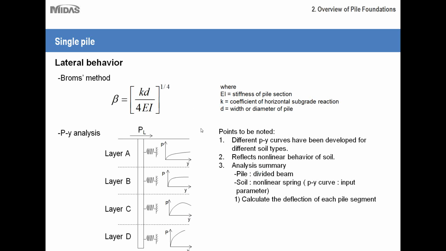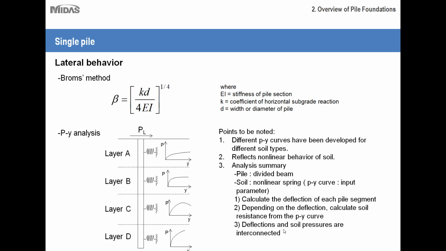So what these PY curves do is they calculate the deflection of each pile segment. For each of these segments, the PY curve will calculate your vertical and your horizontal deflection. And depending on the deflection, you can calculate the soil resistance from the PY curve. Obviously, certain soils provide more resistance than others, so these directly affect your deflection calculations. And deflections and soil pressures naturally are interconnected. This is the relationship that the PY curve represents. And then you need to redo your iterations to obtain the correct value. Typically, software programs that are out there will take care of the iterations for you, and they're based on the finite difference method.